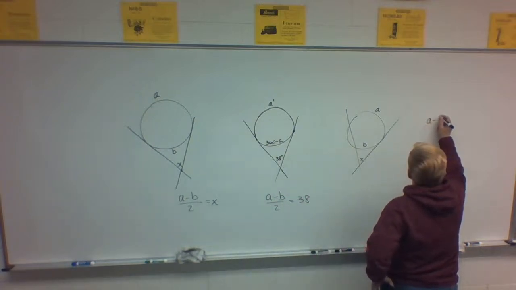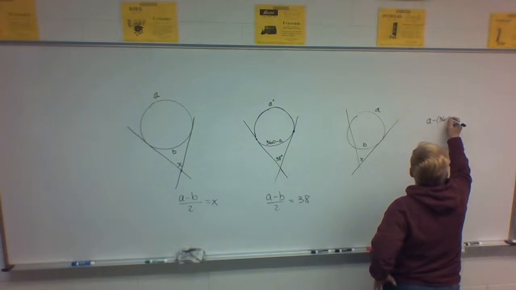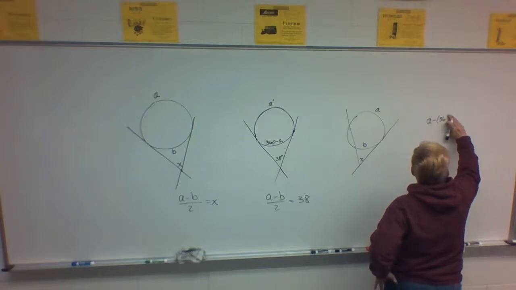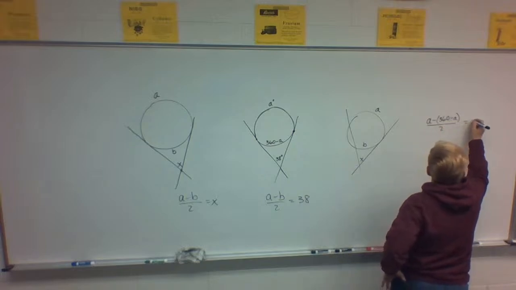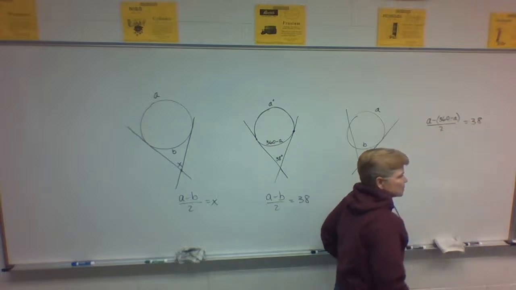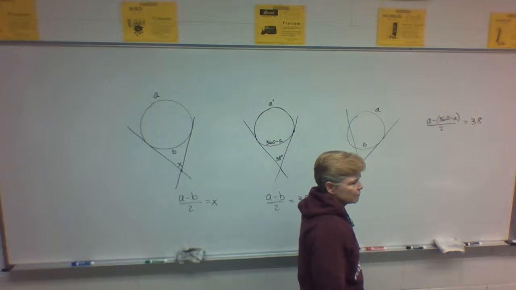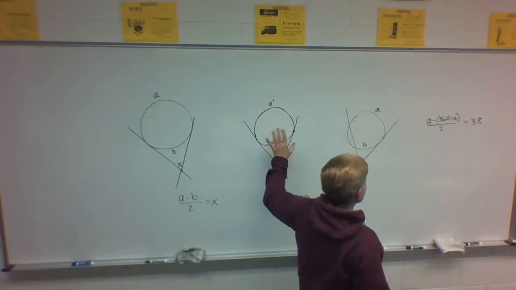A minus all of 360 minus A. You have to put the whole thing in parentheses because that's what B is. 360 minus A over 2 equals 38. Now you have an equation written only in A by renaming B in terms of A. That can only happen with these.